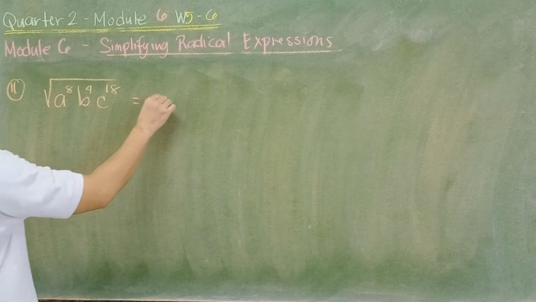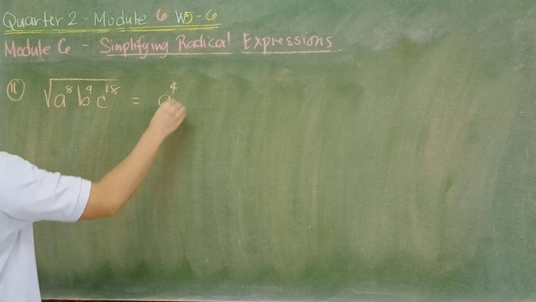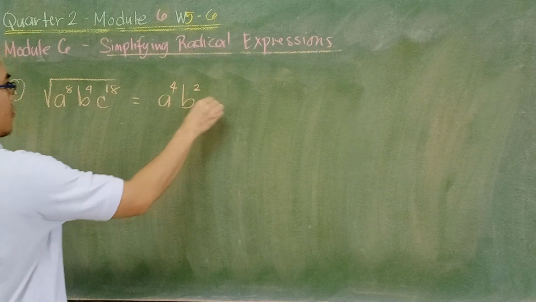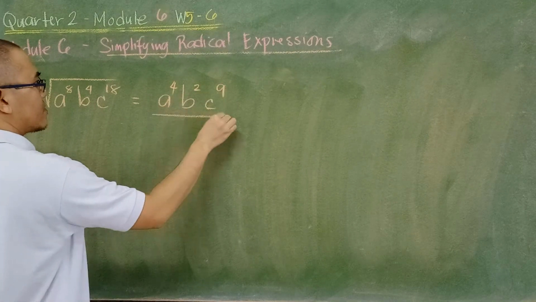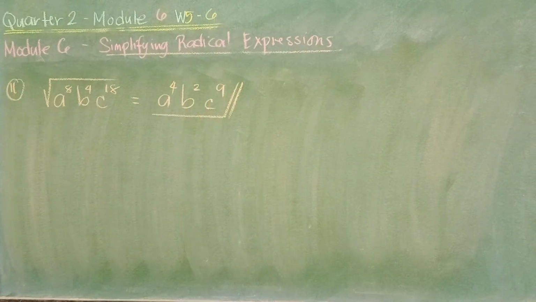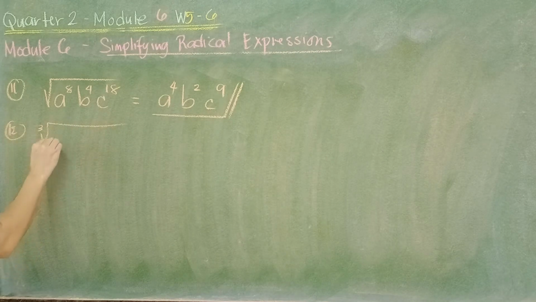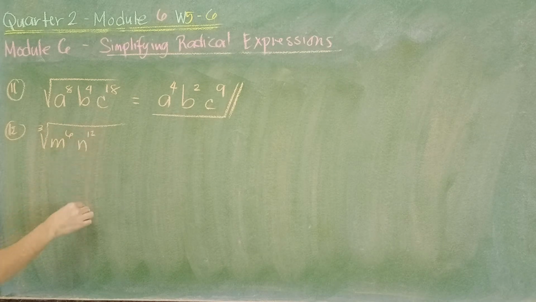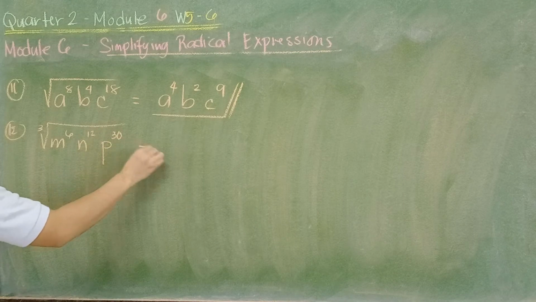So, for letter a, 8 divided by 2, this is 4. For letter b, 4 divided by 2, this is 2. For letter c, 18 divided by 2, this is 9. Ganyan. For number 12, cube root halimbawa, m raised to 6, n raised to 12, p raised to 30.